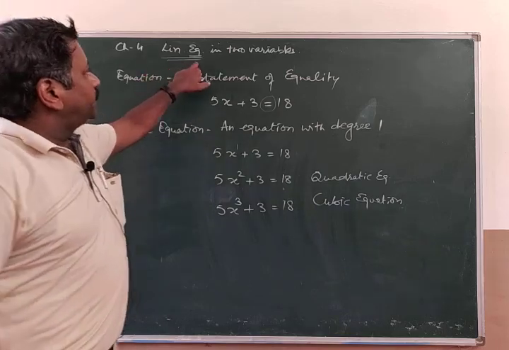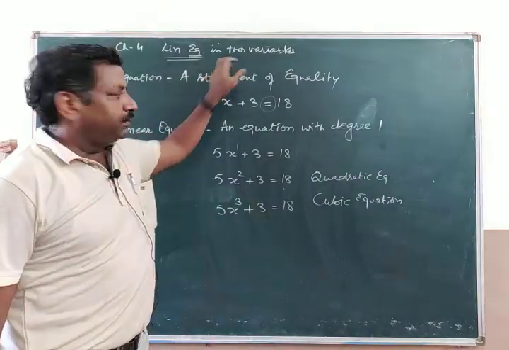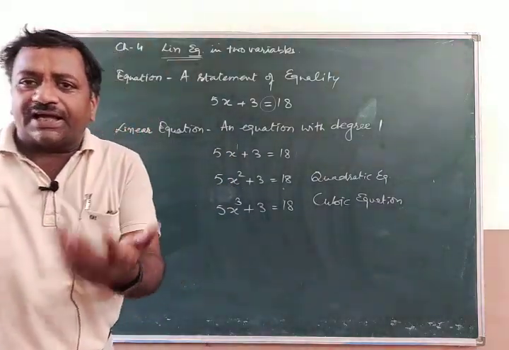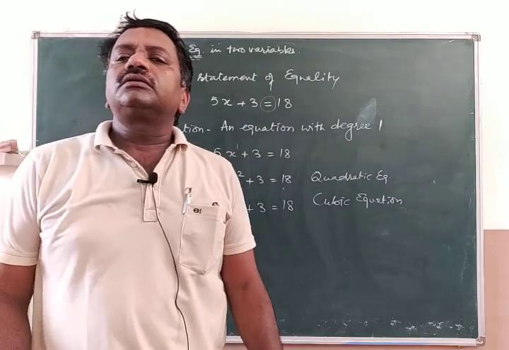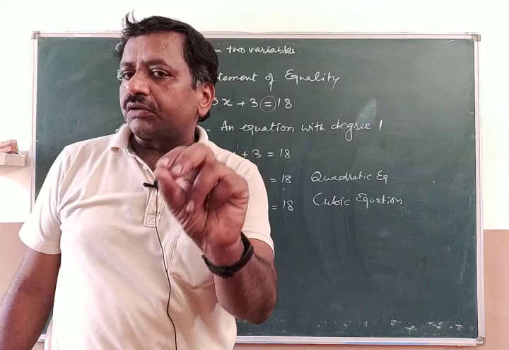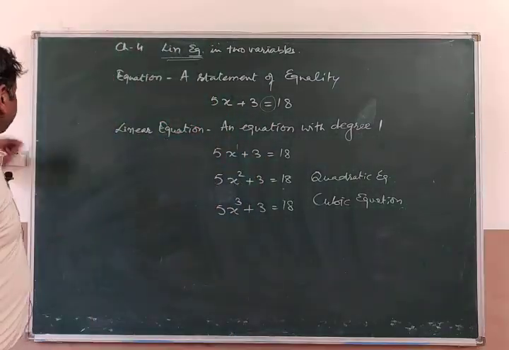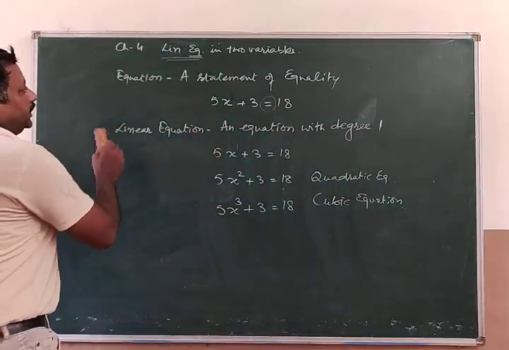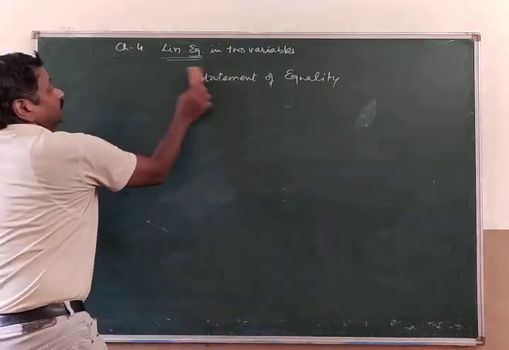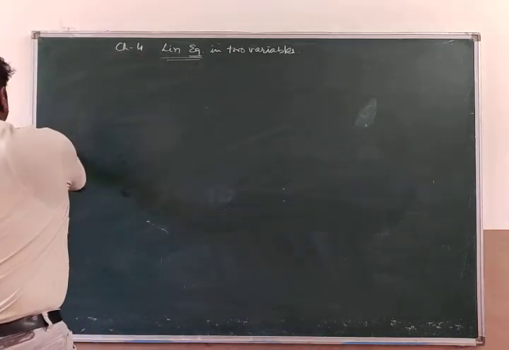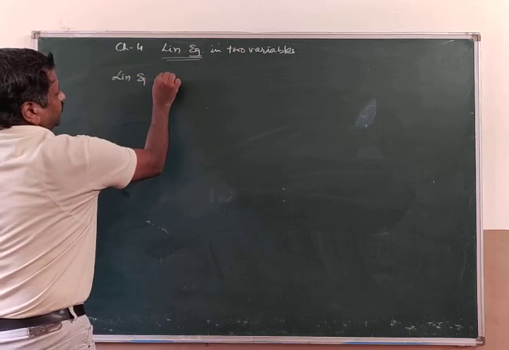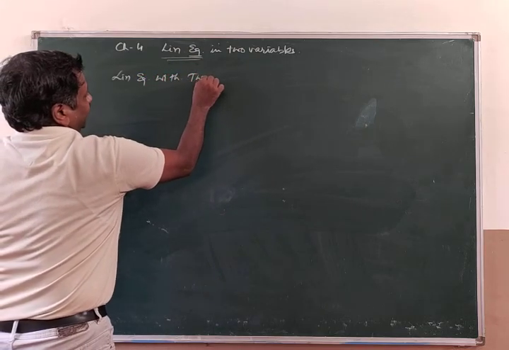Now the linear equation in two variables. Here we are using only one variable, x. If we are using x as well as y, then we are using two variables, then it is an equation with two variables. Linear equation with two variables.